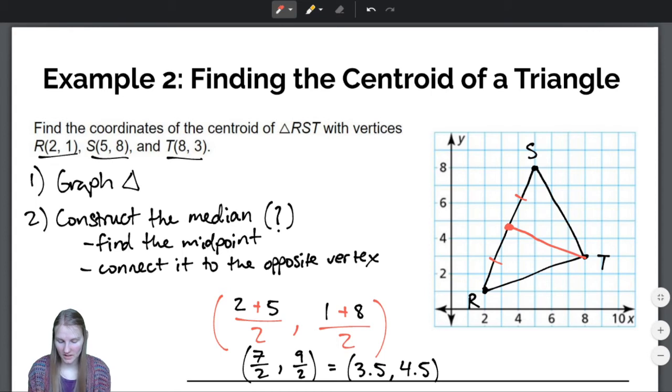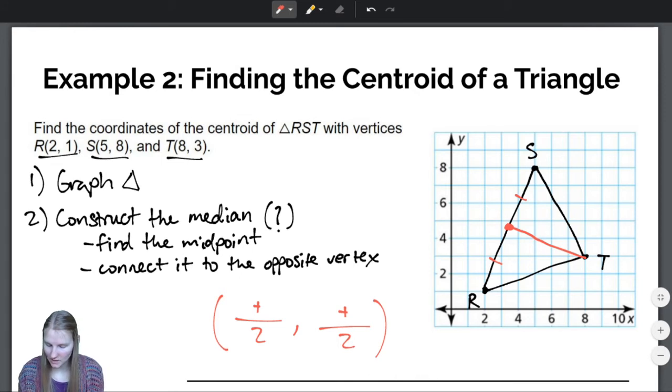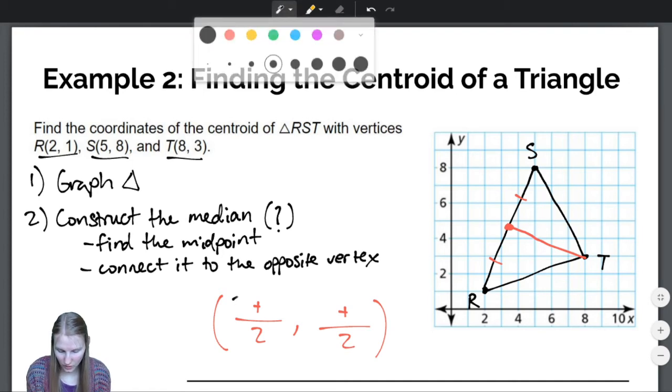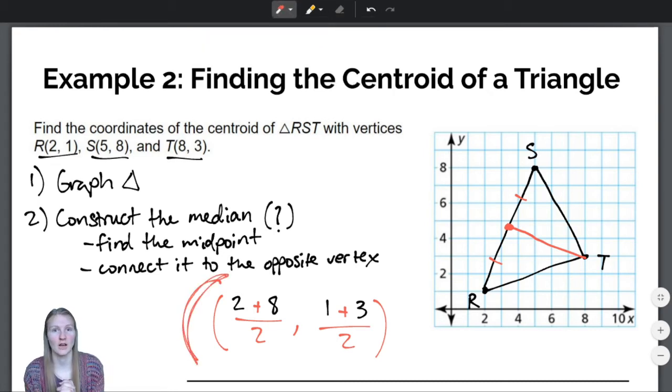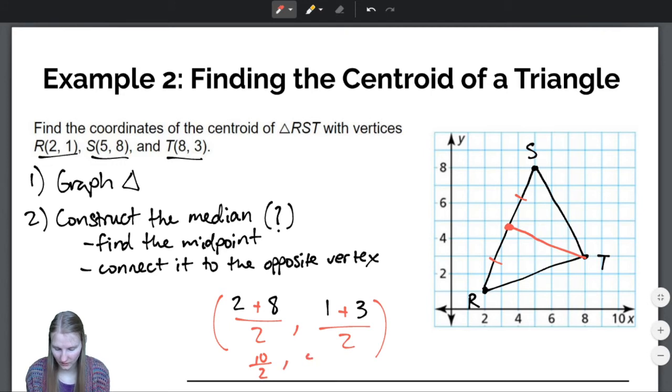Now we need to find another midpoint. So I'll erase this work here. And let's look at side RT. So R, we have 2, 1 for R, and for T we have 8 and 3. If you forgot how to use the midpoint formula, definitely check out that video from section 1.4. 2 plus 8 is 10 over 2, and 1 plus 3 is 4 over 2.